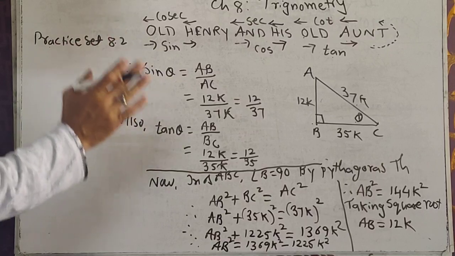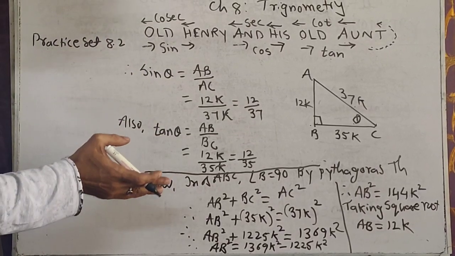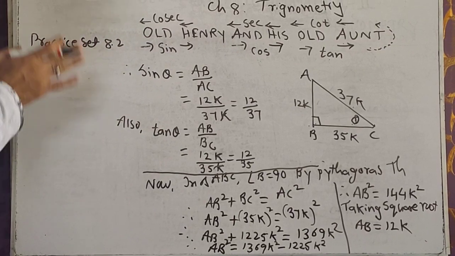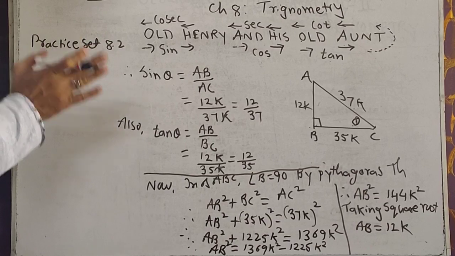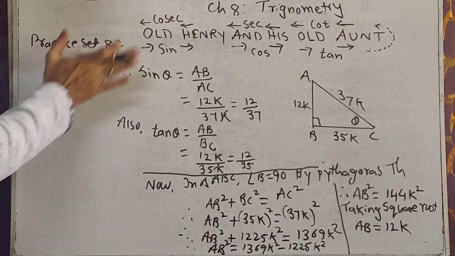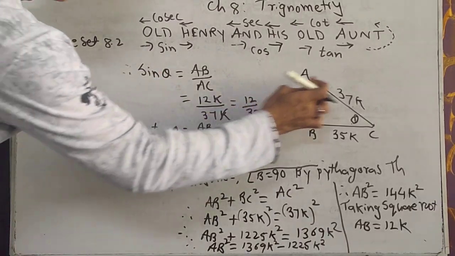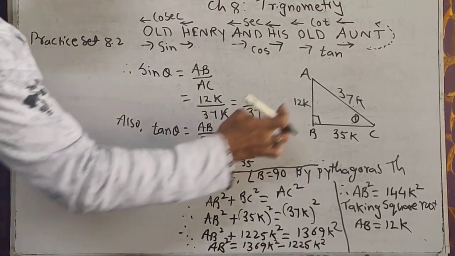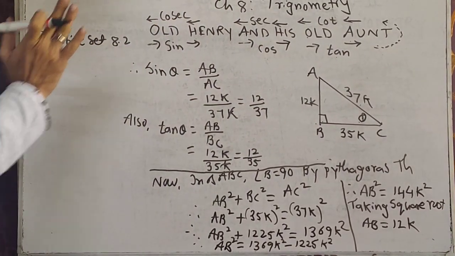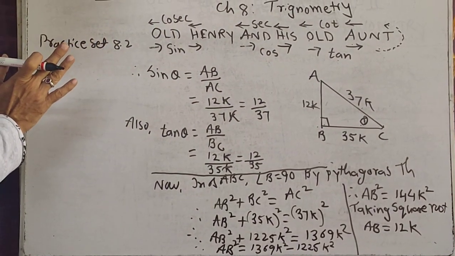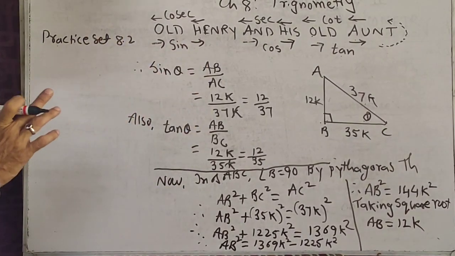This sum is very easy. Okay, why easy? Because previous practice set we have solved in this manner only. The new thing in this practice set is that you have to use Pythagoras theorem. You will use Pythagoras theorem and find the third side. Then afterward you know very well, we are using the formula and we are getting the answer.